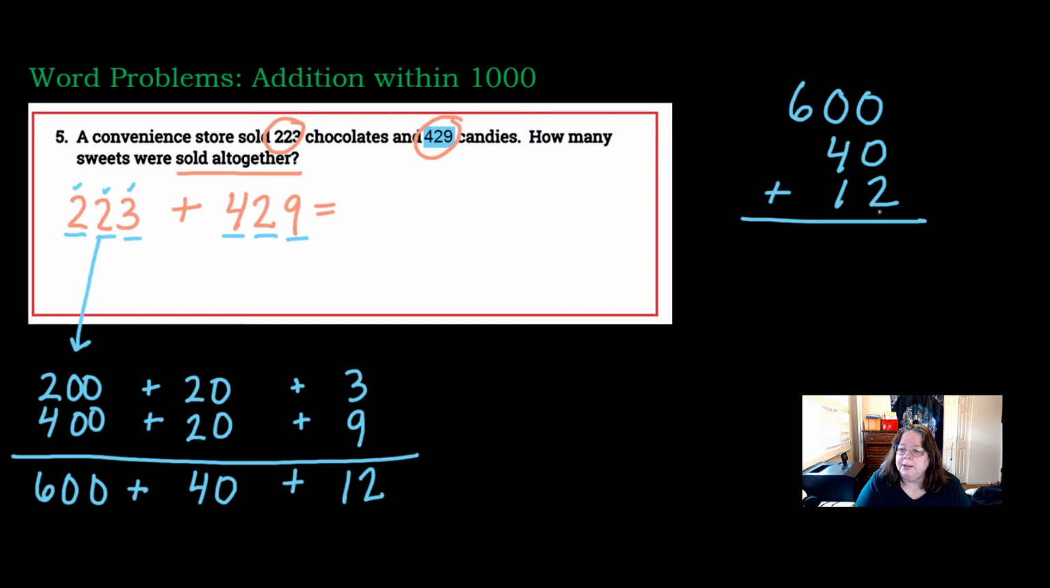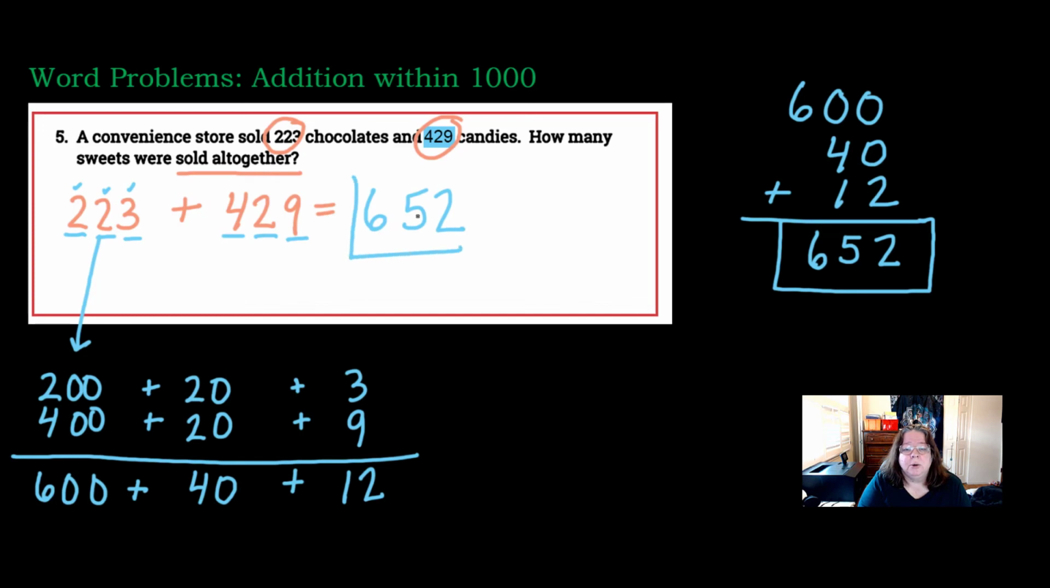I add my ones, add my tens. 4 plus 1 is 5, and that's really 4 tens plus 1 10. And then I'm going to bring my 6 down, and really that value is 600. So my answer, 652. How many sweets were sold altogether? 652 sweets were sold altogether. Okay, there you have it. Thank you for joining me.